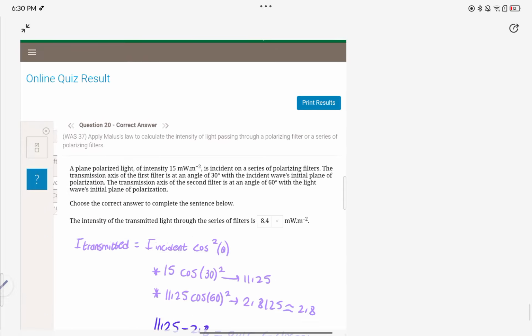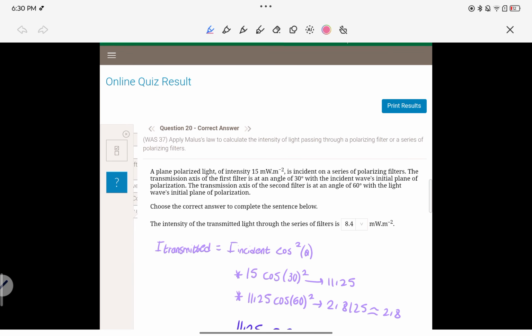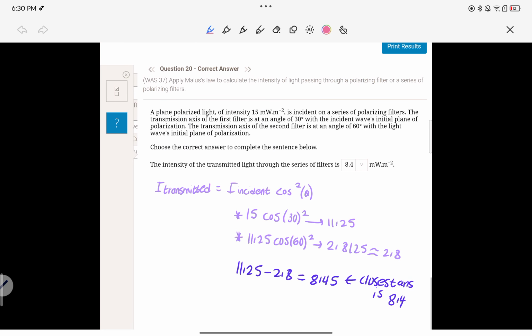Guys, I know it's kind of complicated. This one's going to come for sure because it came in the book and I'm telling you it's going to come. First thing, you have to calculate 1. The I incident cosine squared. First thing, they gave it to you. You solve it, you get 11.25. One more time. But instead of putting the 15, what do you put? You put the 11.25.